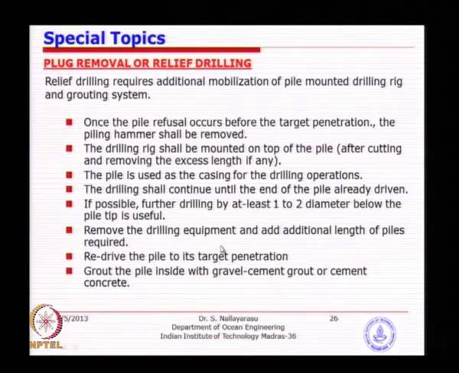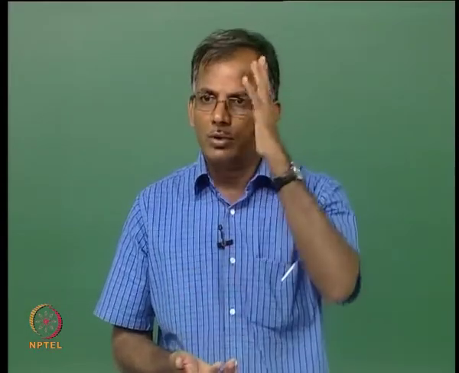How is it done, because you don't have any superstructure there? On top of the pile itself, you will install a small drilling machine. We call it a pile top drilling machine. It's unlike a drilling machine used for oil and gas drilling, which will be a bigger machine. This one will be very small, so you can just put it through and start removing the soil. Once you remove the soil, you can again place the hammer and start driving, and you can repeat this procedure. But one of the issues is what has happened to our original calculation.